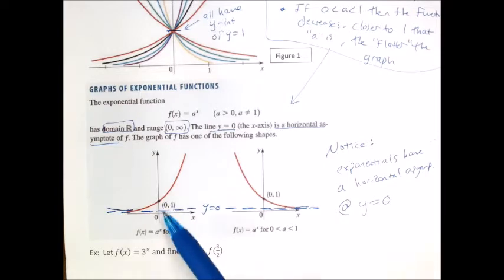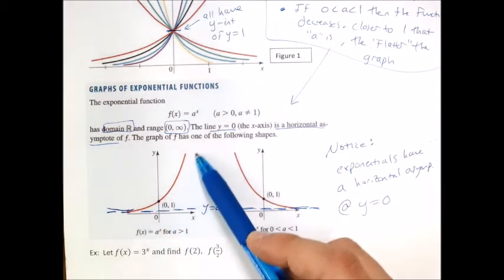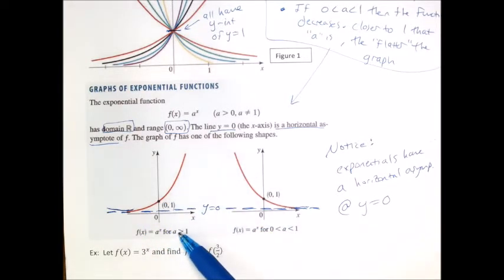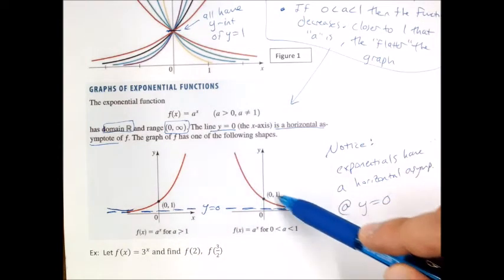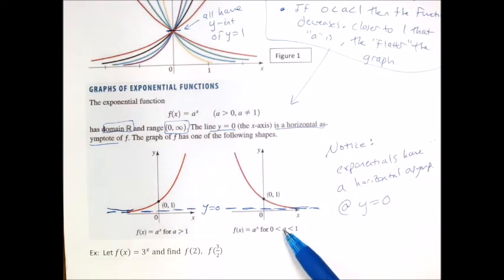And the one on the left here is showing us an increasing function. And so this must mean that a is bigger than 1, just like we just said. And the one on the right is a decreasing function. And so that must mean a is between 0 and 1, again, like we just said.